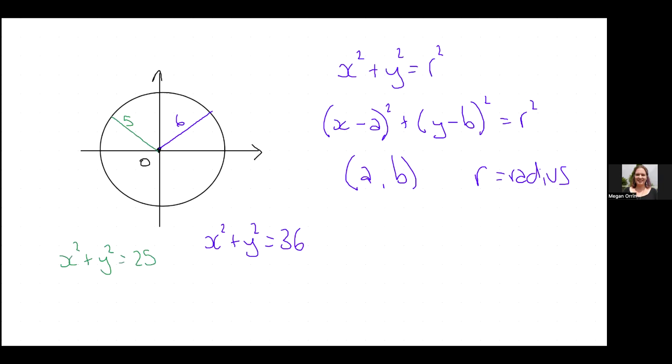Okay, let's do an example where the center is not (0, 0). So again, I said that (x minus a) squared plus (y minus b) squared equals r squared. And I said that the center is (a, b). Remember, these signs are different. So from our last topic, remember when we translated shapes around, when we had a minus inside like this, it actually went to the right. Well, it's the same idea here.